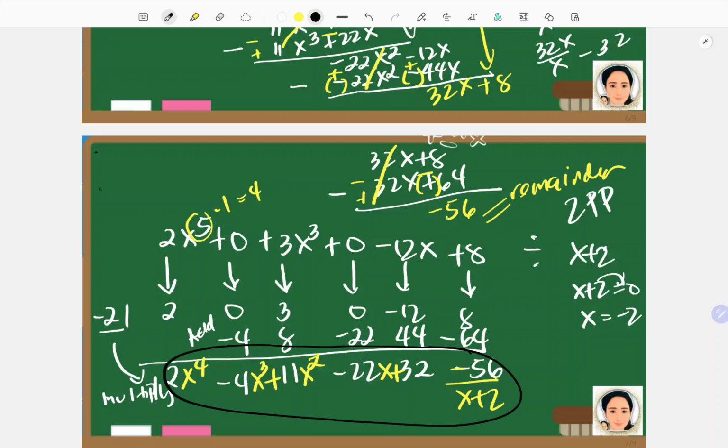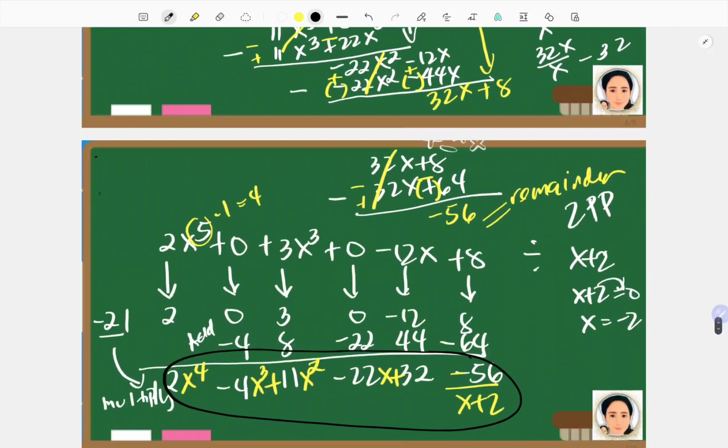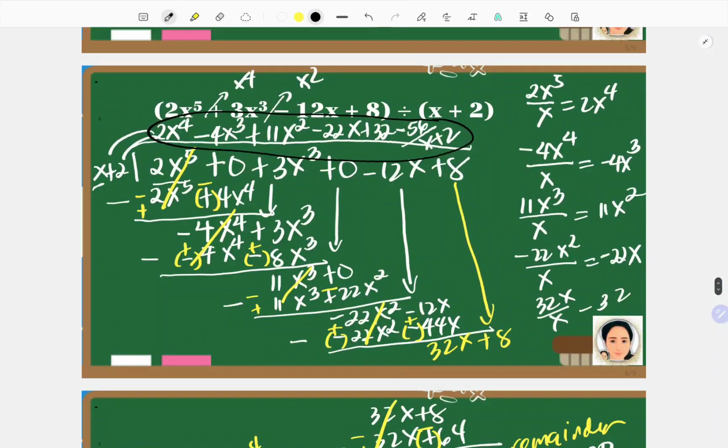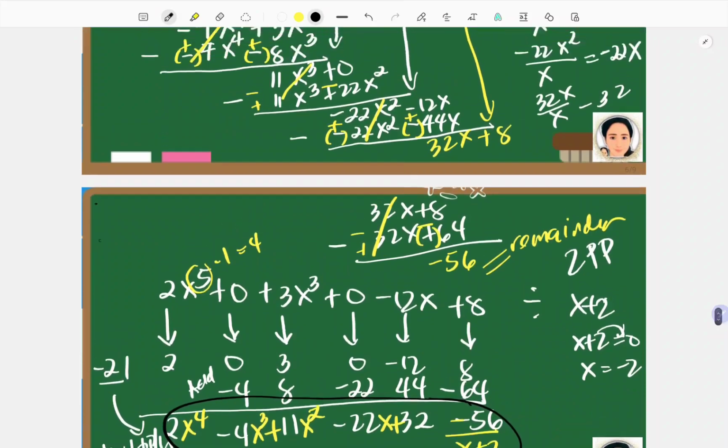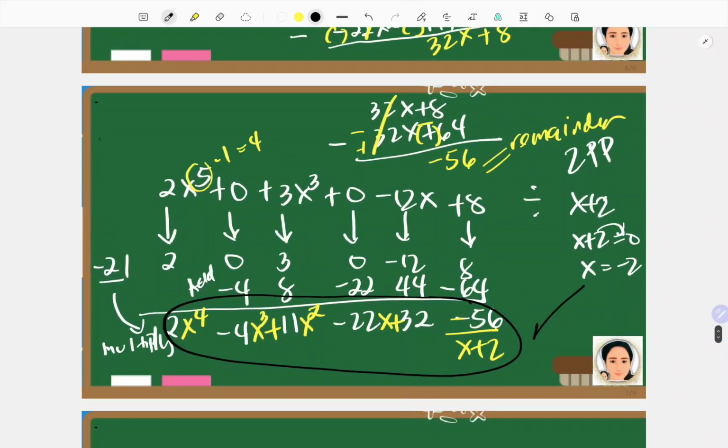Let us check if we get the same answer. You have 2x to the 4th, check. Negative 4x cubed, check. 11x squared, then negative 22x plus 32. And negative 56. Okay, that is correct.